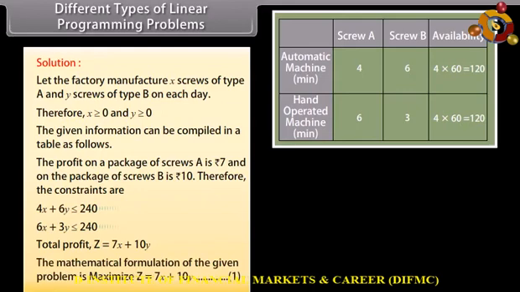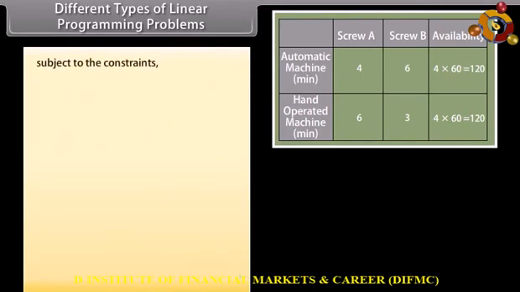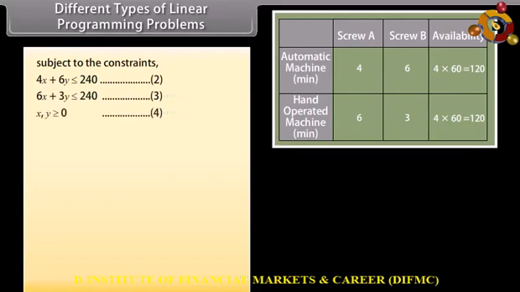The mathematical formulation of the given problem is: maximize Z equals 7x plus 10y, mark it as equation 1, subject to the constraints 4x plus 6y is smaller than or equal to 240, mark it as equation 2; 6x plus 3y is smaller than or equal to 240, mark it as equation 3; x, y is greater than or equal to 0.